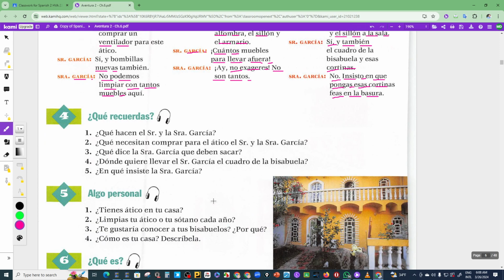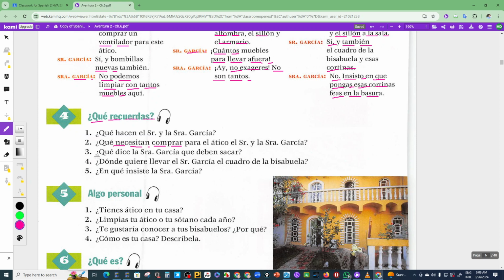Okay, so we have that first part of the exercise. The second part of the exercise is what do you remember? ¿Qué recuerdas? ¿Qué hace el señor y la señora García? Respond to the following questions. ¿Qué necesitan comprar para el ático el señor y la señora García? Remember, necesitar. To need. What do they need? In this case, what do they need to buy?